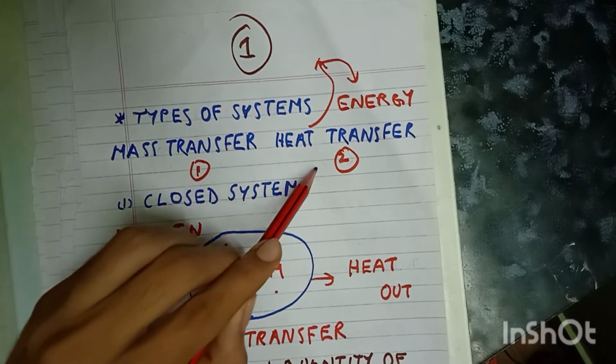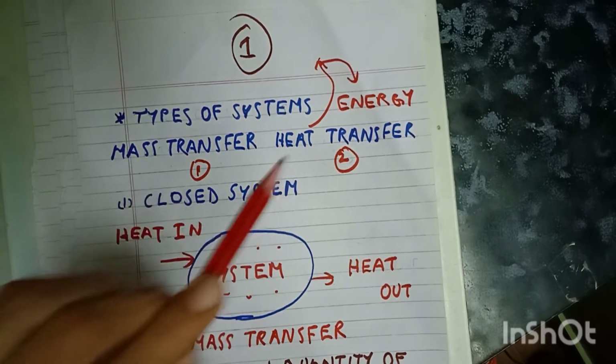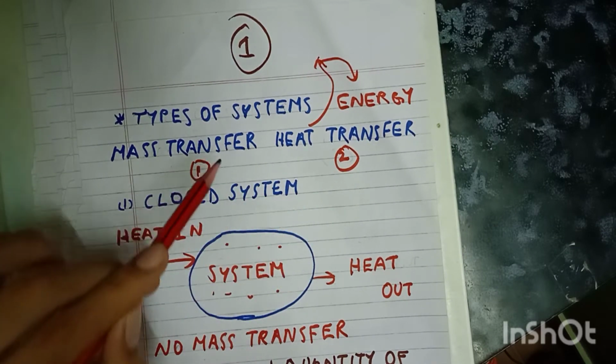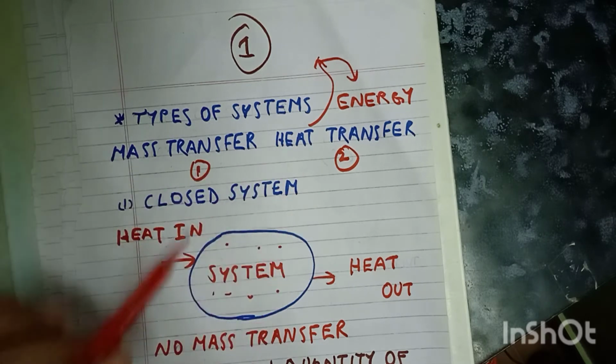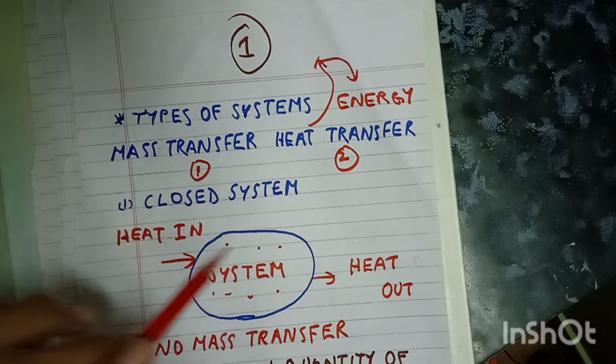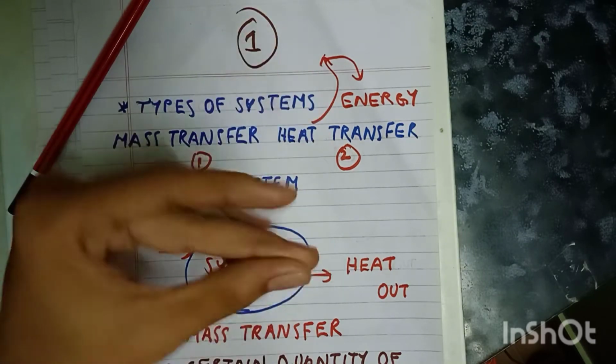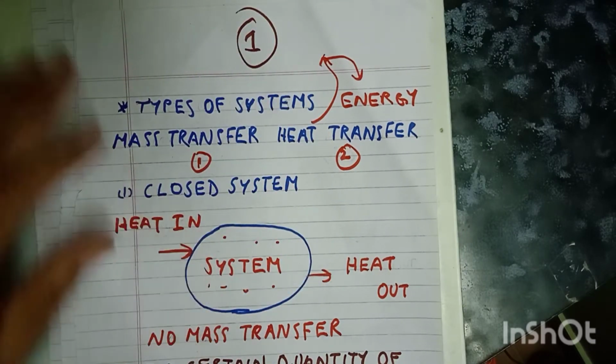Some systems don't have mass transfer but they have heat transfer. Some systems have both mass transfer and heat transfer, and in some systems both mass transfer and heat transfer are not possible. Based on these criteria, we are going to classify them into three systems: closed system, open system, and isolated system. So let's move one by one.